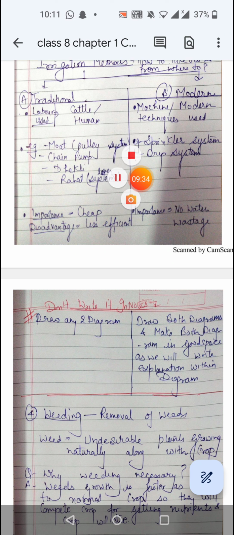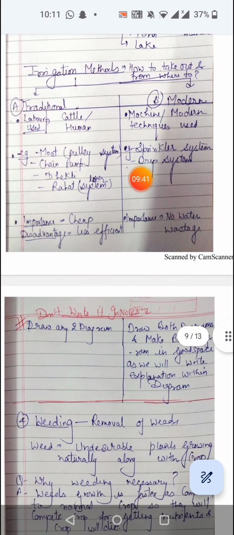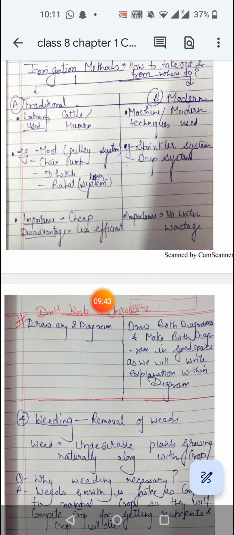And then you can see the modern one, sprinkler and drip system. So what is present in this? You can see this is my field. Inside the field, on the ground, in the horizontal way, they have arranged some pipes. In the pipe there is a horizontal pipe and then a vertical pipe. So this is the horizontal pipe, this is the vertical pipe.